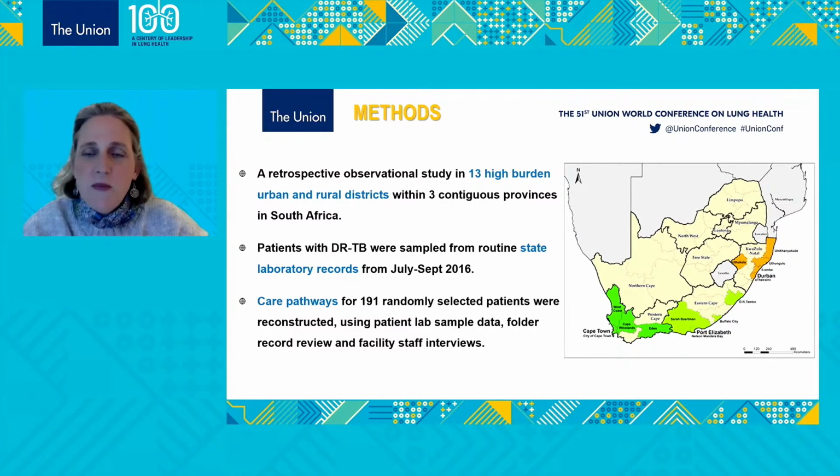A retrospective observational study in 13 high-burden urban and rural districts within 3 contiguous provinces in South Africa took place. Patients with DRTB were sampled from routine state laboratory records from July to September of 2016, and care pathways for 191 randomly selected patients were reconstructed using patient lab sample data, folder record review, and facility staff interviews.